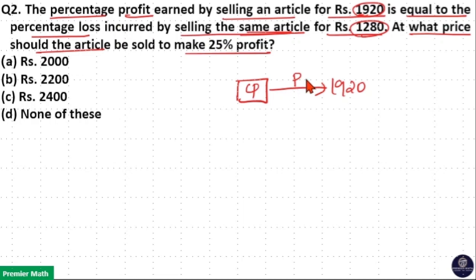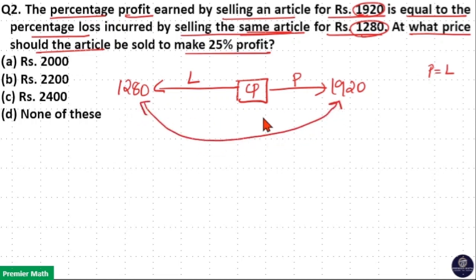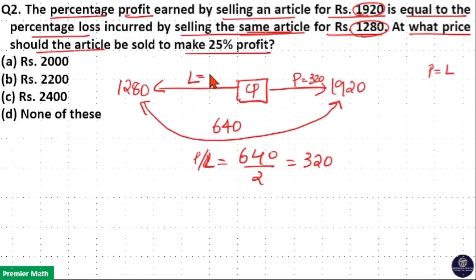Now cost price plus profit is equal to selling price. But when selling this same article at rupees 1280, this article incurred a loss same as this profit. That is, here profit is equal to loss. So take the difference between these two selling prices. 1920 minus 1280 is 640. Here profit plus loss is equal to 640. Then since profit is the same as loss, profit or loss is equal to 640 divided by 2, which is equal to 320. That means here profit is equal to 320 and loss is equal to 320.